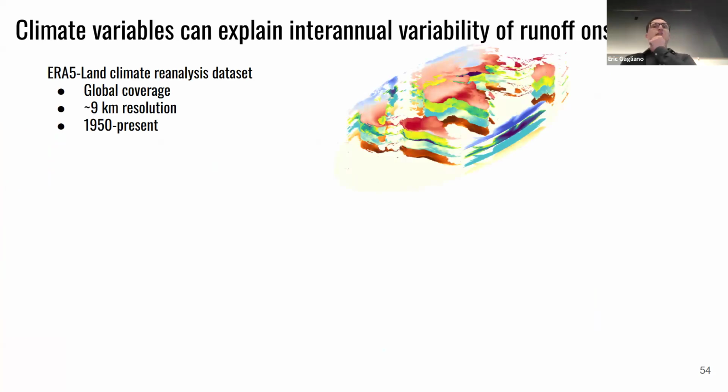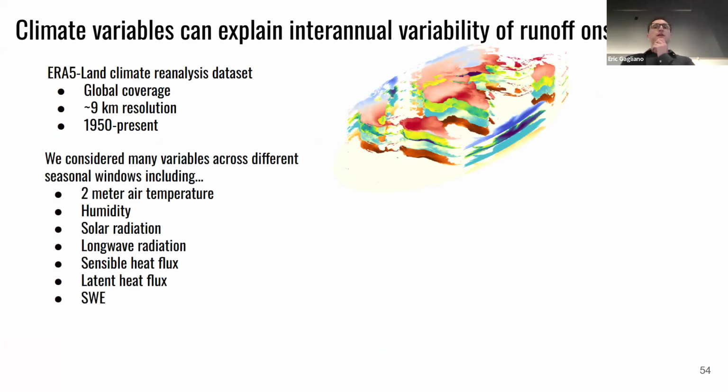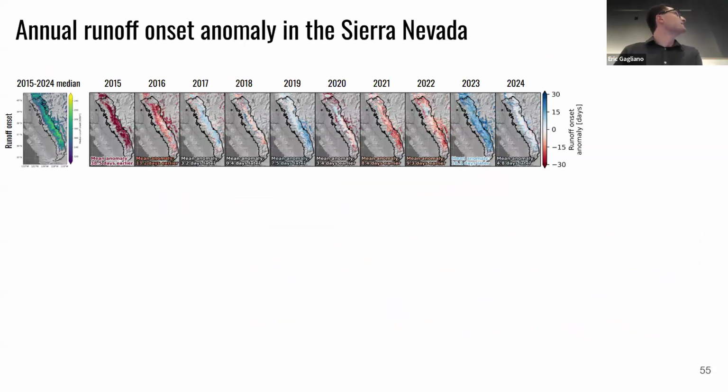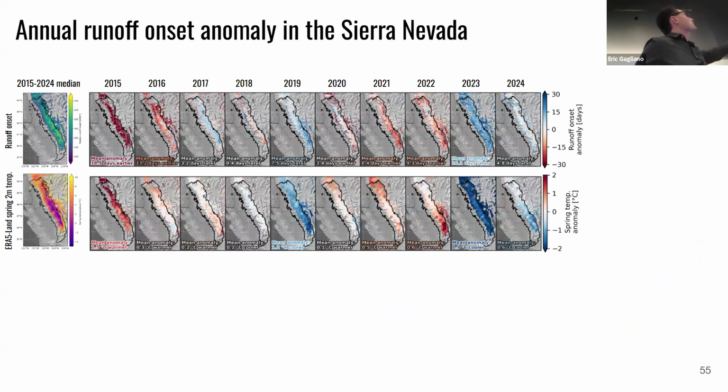So in order to systematically evaluate these variables, we needed to look at some climate reanalysis data sets. And long story short, we used the average 2-meter air temperature, spring average, from the ERA5-Land data set, and we use that in this analysis here. So we're looking at the Sierra Nevada mountain range, and you're looking at those anomaly maps once again. So you can see early melt in 2015. And we compare this to the spring 2-meter air temperature anomalies as well.